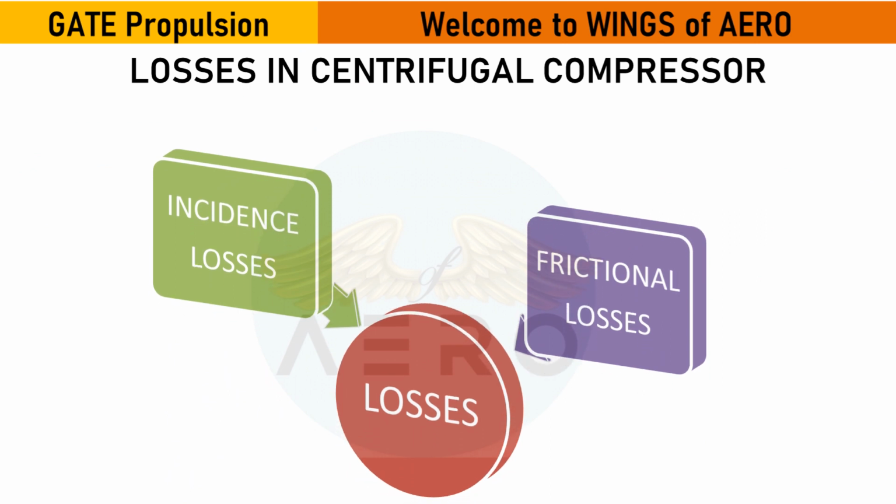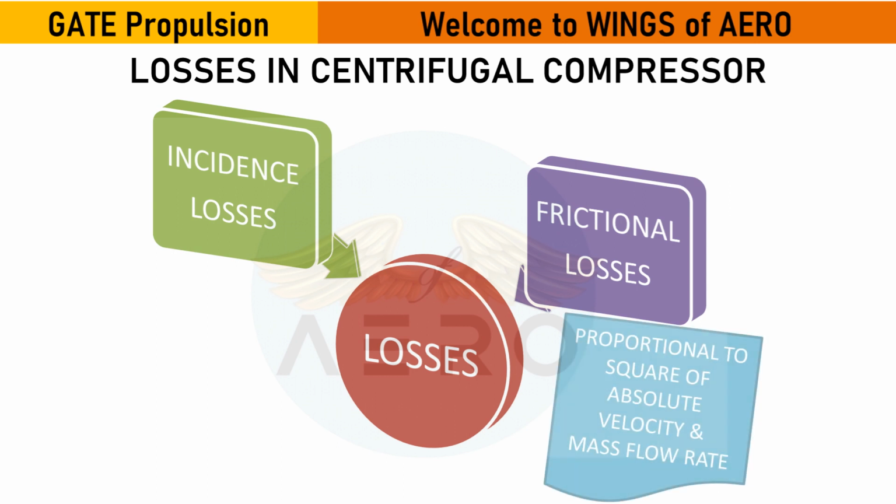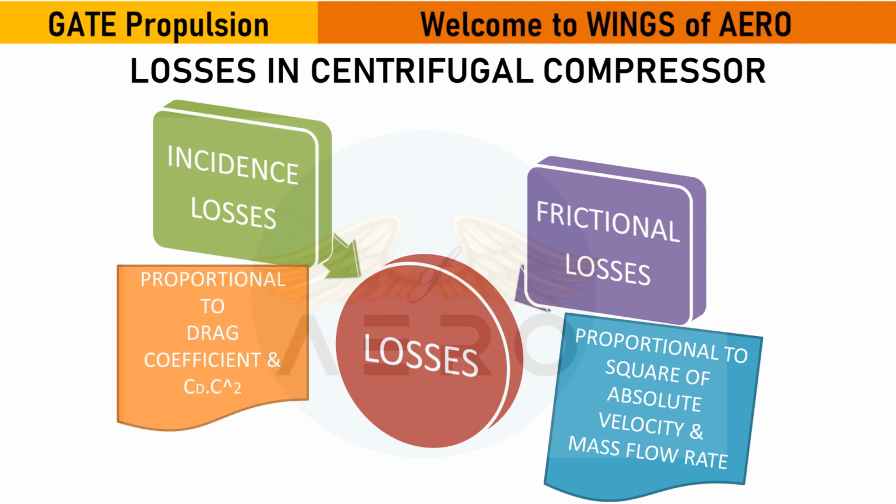Now coming to the different losses. Basically the losses can be classified into the incident loss and the frictional loss. What factors come under the frictional loss? It is proportional to the square of the absolute velocity and the mass flow rate. Okay, these are the parameters. And the incident loss is proportional to the drag coefficient, C_D, and C squared, where C is again the absolute velocity, the product of the drag coefficient and the absolute velocity.